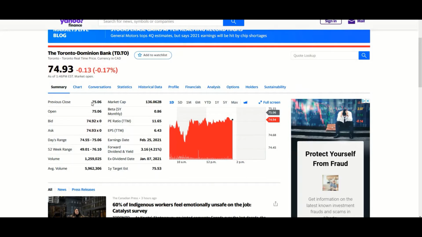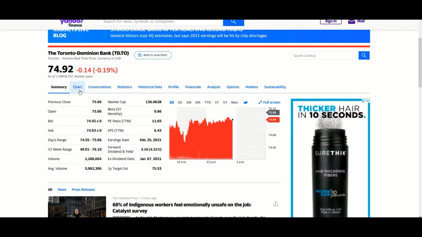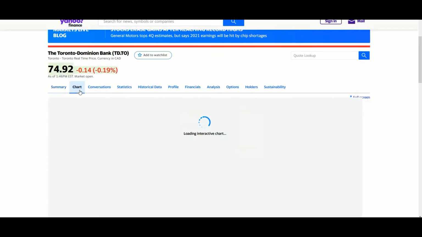If you want to look here, the previous day close was 75.06. The opening is the same. Today's bid, like if somebody is planning to buy, how much they're offering, and how much somebody who's trying to sell is asking for that. And the other key information that you can see here is the PE ratio as well. It shows here what the market cap is. It's 136.062 billion.